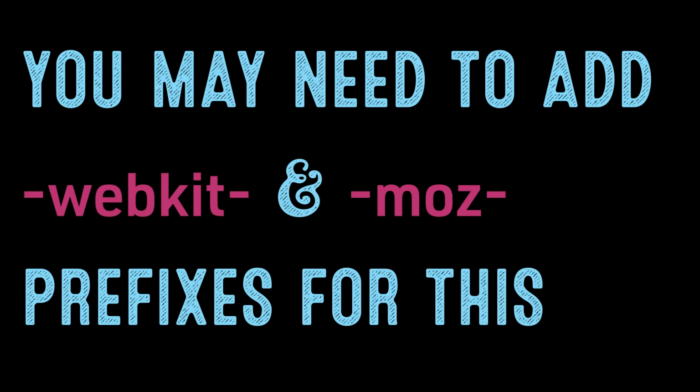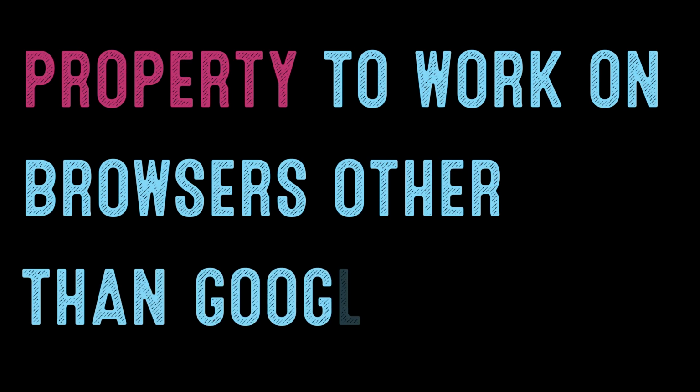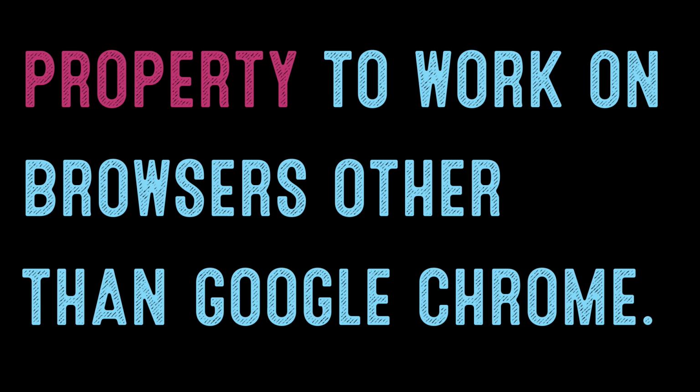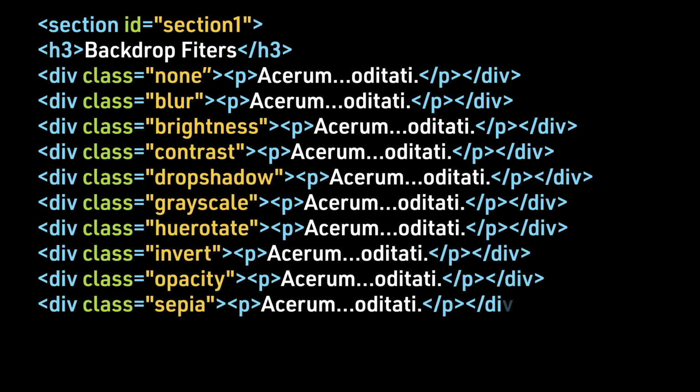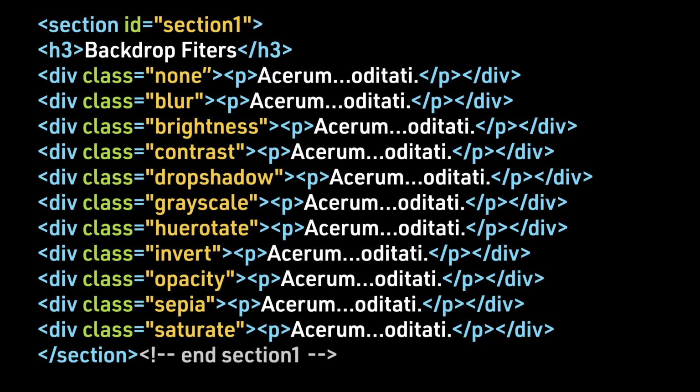You may need to add -webkit- and -moz- prefixes for this property to work on browsers other than Google Chrome. Let's look at these in action. Here's the HTML. Note, the placeholder text has been truncated, and we are again using class attributes so our CSS can be targeted.